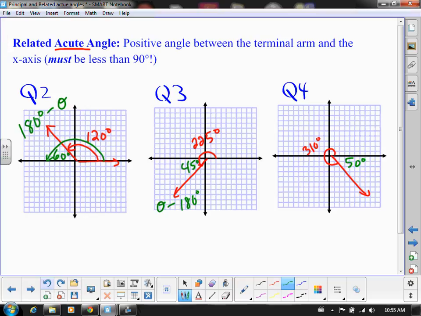So as long as you know where your angle is located, you can always figure out what your related acute angle is based on its positioning. We're always comparing to the x-axis. And ultimately, we're going to be making right triangles to help us determine specific values.